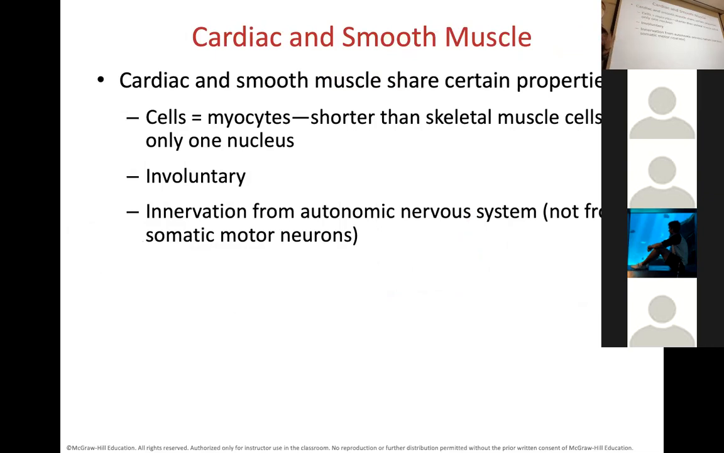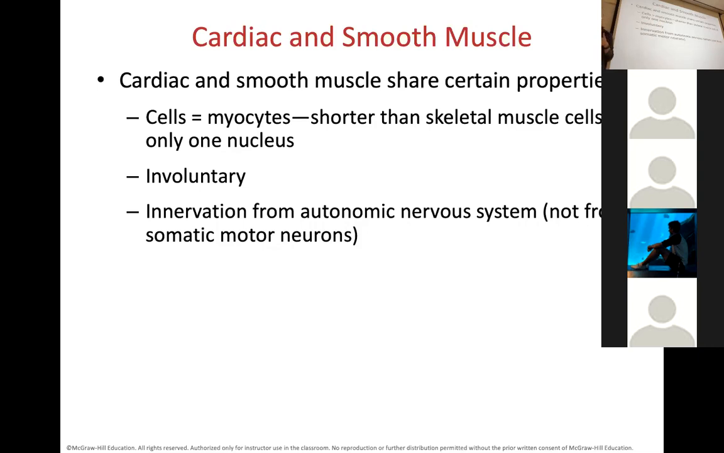So I just want to talk about a few basic characteristics of them and how they differ from skeletal muscle tissue. In skeletal muscle, the cells are called myofibers because they're fibrous, they're really long. In smooth and cardiac muscle, they're called myocytes. So just muscle cells, myocytes. They're shorter and they only have 1 nucleus.